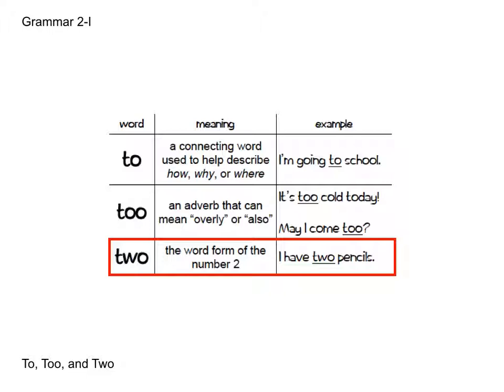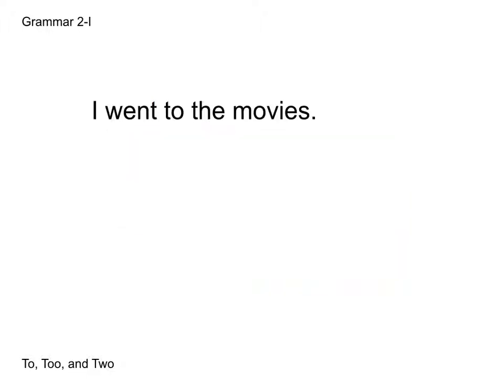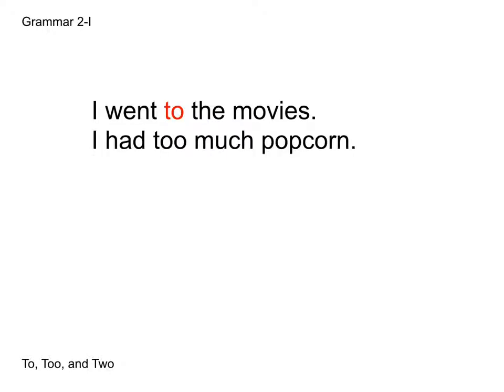So now we're going to look at another set of examples. This first one is, I went to the movies, using the word to. And so that is showing you where I am going. Next we have, I had too much popcorn. And so we're using too to show that it was much more than just a little popcorn. It was over amount. And then our last sentence is, I bought 2 candies. And two is used to show the amount bought.